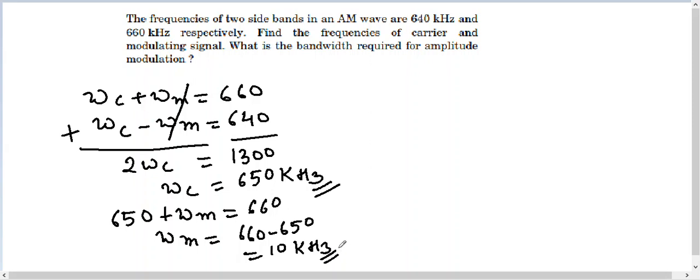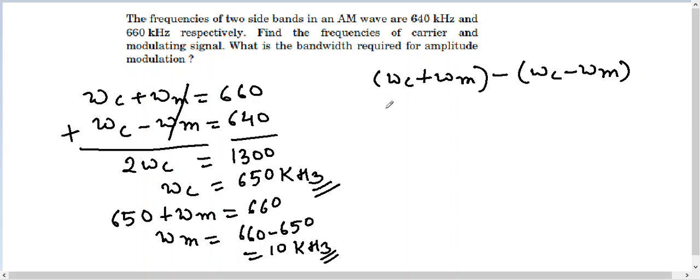The next part of the question is to find out the bandwidth of the AM wave, as in the amplitude modulating wave, which is the frequency of upper sideband minus frequency of lower sideband. That means what we have to find out is ωc + ωm minus (ωc − ωm). So let's solve for it.